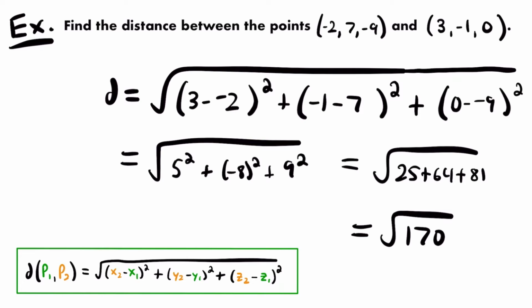And 170 doesn't have any perfect squares as a factor, so we can't simplify this any further, which means that the square root of 170 is the distance between these 2 points in 3D space. Okay, let's take a look at another example.